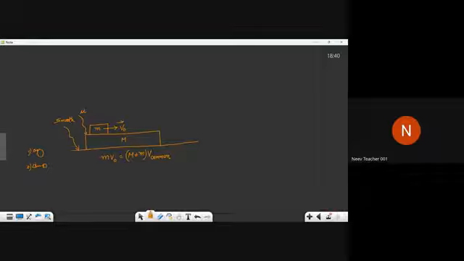So this is mv0 equals (M plus m) V common, final. You can write V final if you deem so. So V is now equal to how much? mv0 divided by (M plus m). This is the V with which the bodies are moving.